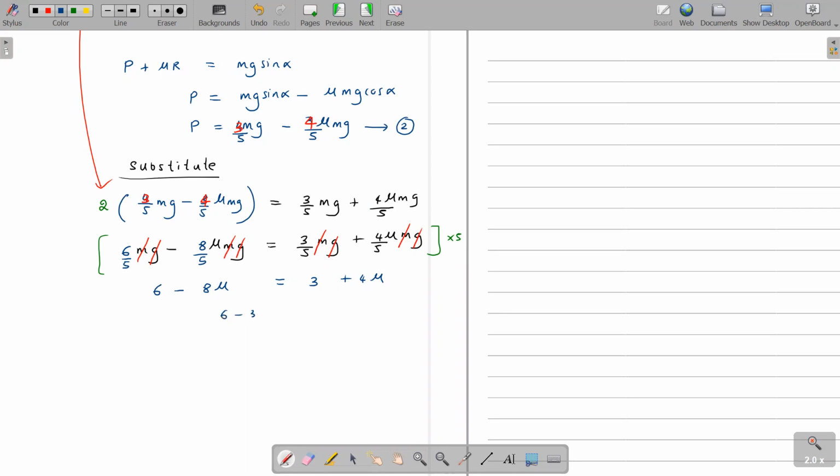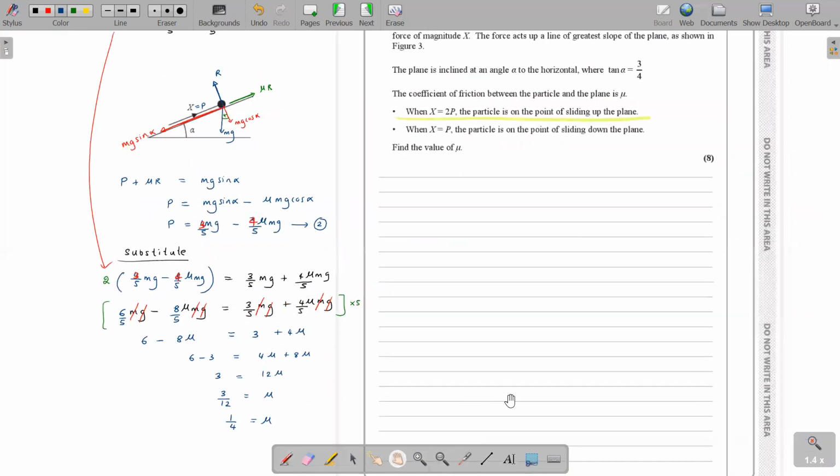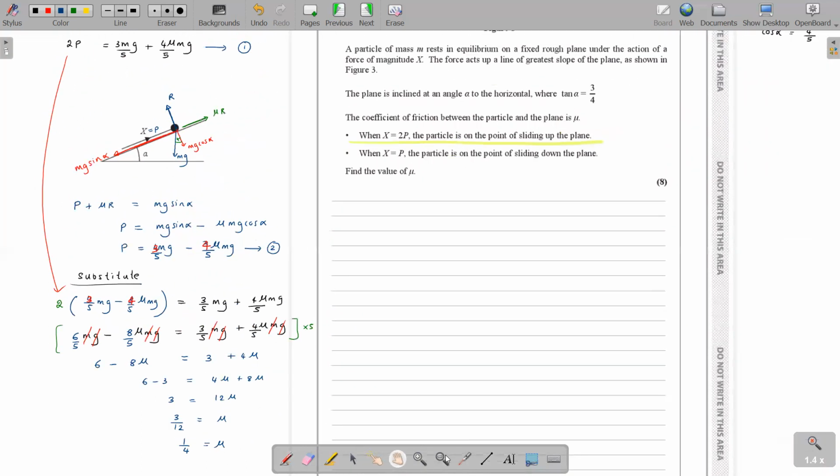So 6 minus 3, I get here 4 mu plus 8 mu. 6 minus 3 is 3. 4 mu plus 8 mu is 12 mu. So mu equals 3 over 12, which gives me mu equals 1 over 4. Basically, mu is equal to 0.25. So just be really careful. Okay, as you can see here, I hope you identified the error here. Okay, and I hope all of you understood the question.